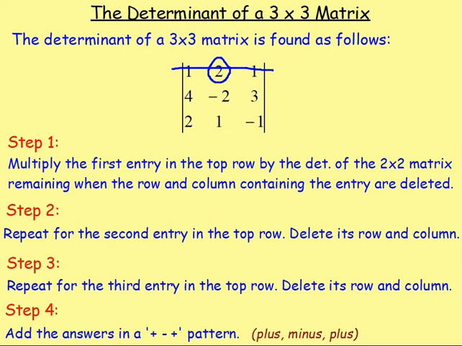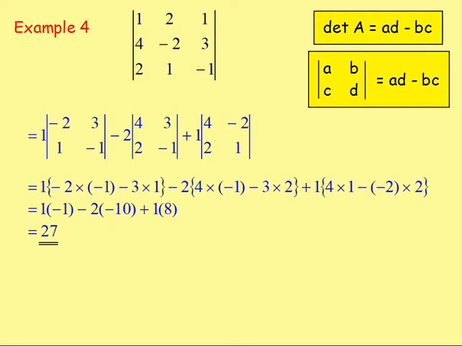And then finally, take the third entry in that top row, and you'd have 1 times, eliminate the row, eliminate the column, and you're left with this matrix here. So work out the determinant of that. We went on to look at that. So as I said, you would have 1 times, eliminate the row, eliminate the column. So you'd have the determinant of the negative 2, 3, 1, negative 1. So just work that out.